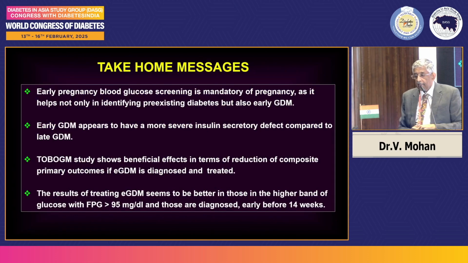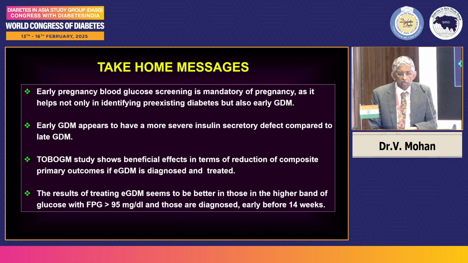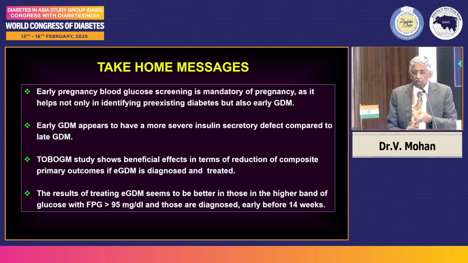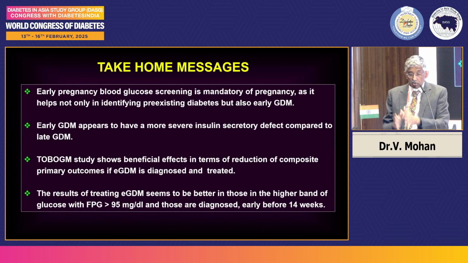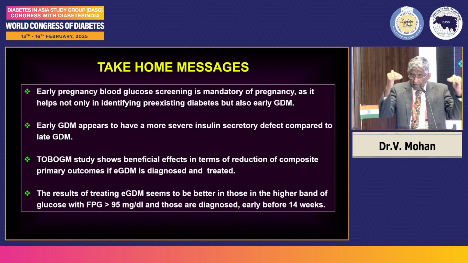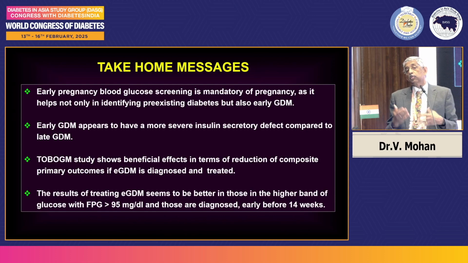So here are my take home messages, ladies and gentlemen. Early pregnancy blood glucose screening is mandatory, as it helps not only to identify pre-existing diabetes but also early GDM. Early GDM has a more severe insulin secretory defect, and that's why they're developing it compared to late GDM. TOBOGGAN has shown for the first time that it's beneficial to treat, and particularly those in the higher band, more than 95. So my prediction is that 95 will become the cut point in the future.